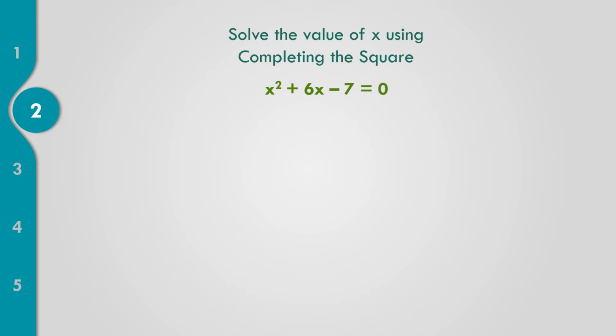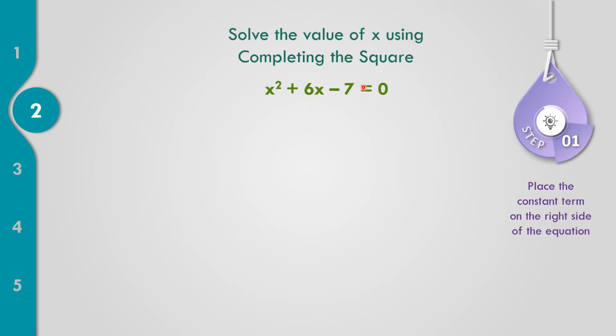How about example number 2? x squared plus 6x minus 7 equals 0. So we need to put the constant term on the right side. So it means bring down x squared, bring down 6x, and then equals negative 7 going to the right, that is positive 7.